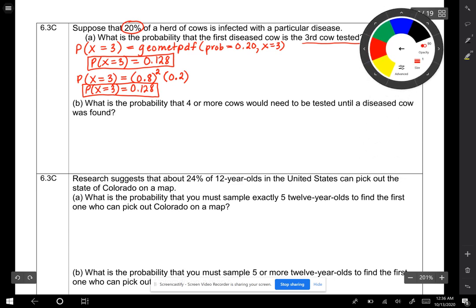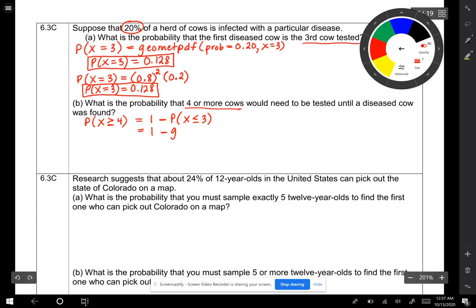Part B, what is the probability that 4 or more cows would need to be tested until a diseased cow was found? So the probability for X, and 4 or more means including 4, so greater than or equal to 4. You are going to subtract what you don't want, so 3, 2, 1. So 1 minus the probability that X is less than or equal to 3, because you want to include 3 and everything below that. When you subtract from 1, that gives the probability that X is greater than or equal to 4.